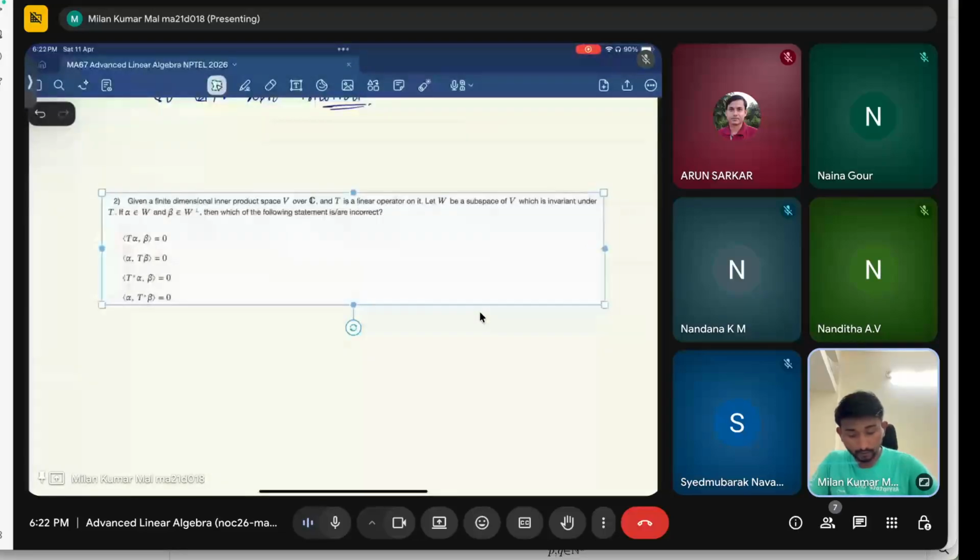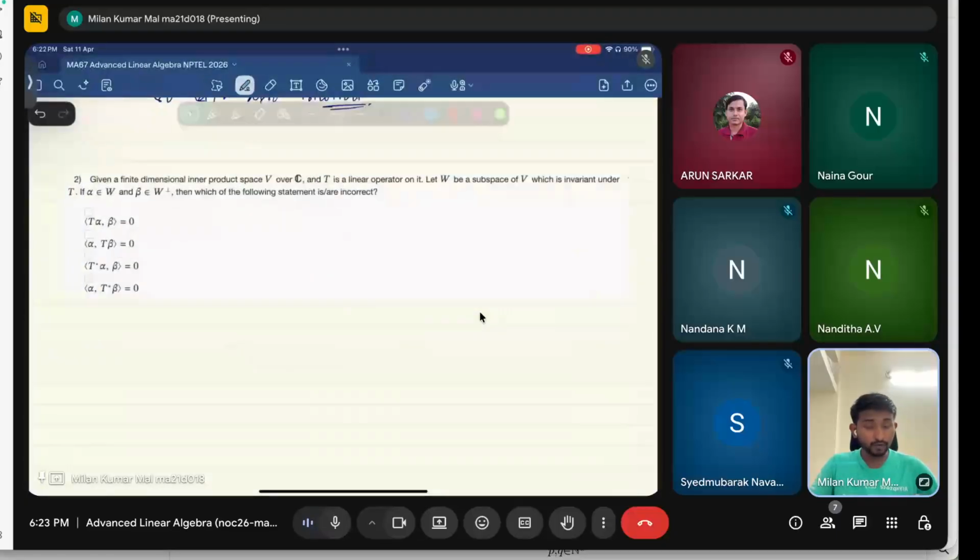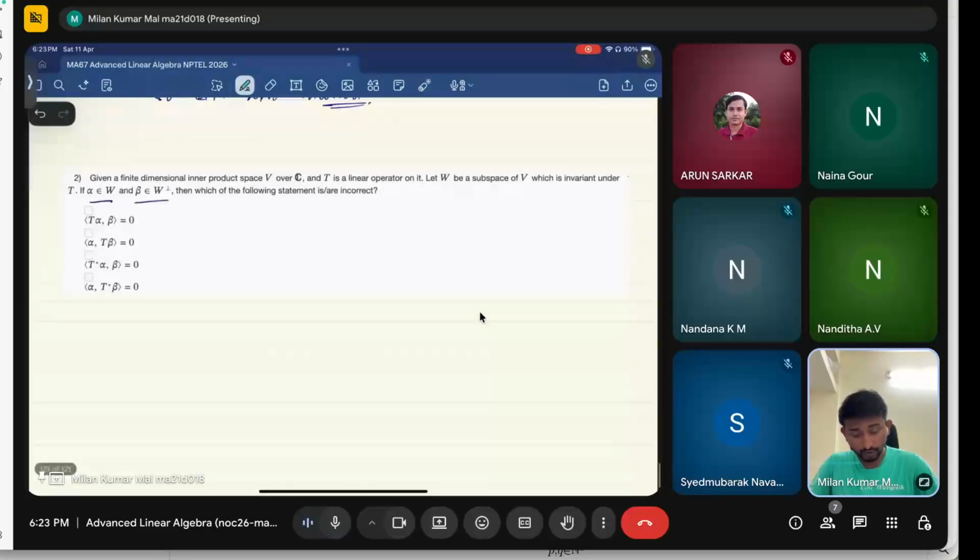So this is another problem. What this problem says: given a finite dimensional inner product space V over C, T a linear operator on it, W a subspace of V which is invariant under T, and alpha belongs to W and beta belongs to W perp. What is W perp, that I am going to discuss. Then which of the following statements are incorrect? Here I have to find the incorrect ones.